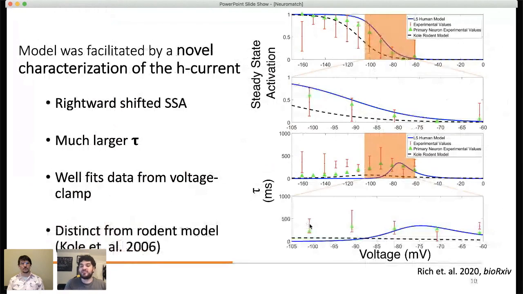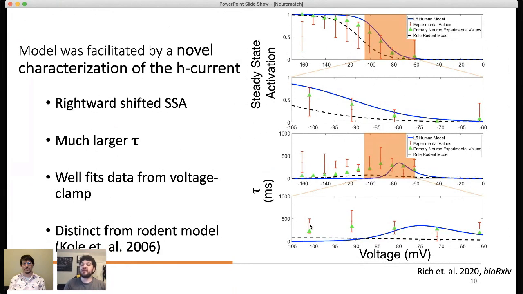Now, the secret sauce in those nice fits that I just showed you was the fact that we had this eureka moment where we abandoned the rodent H channel models as commonly used and tried to fit the H channel and the H current straight from scratch. And when we did that, it yielded a pretty significant difference between this new human H channel model and the H channel model from the rodent literature. The citation is Cole et al. in 2006. You see this much more rightward shifted steady state activation curve, and you see these much larger values of tau, the membrane time constant. You can think of larger values of tau as meaning the channel is activating and inactivating more slowly.